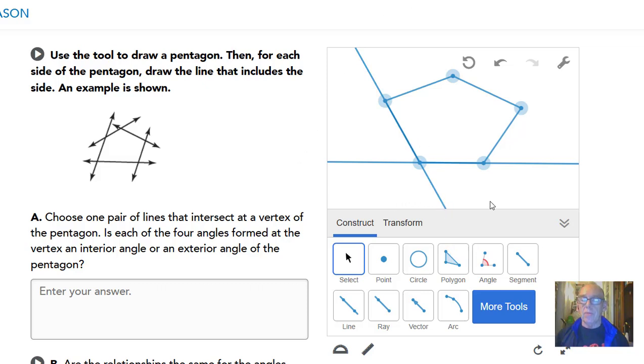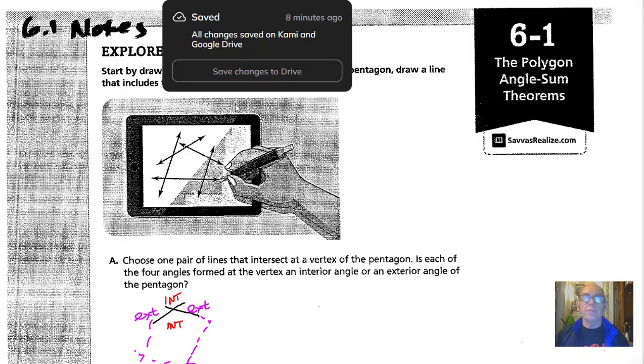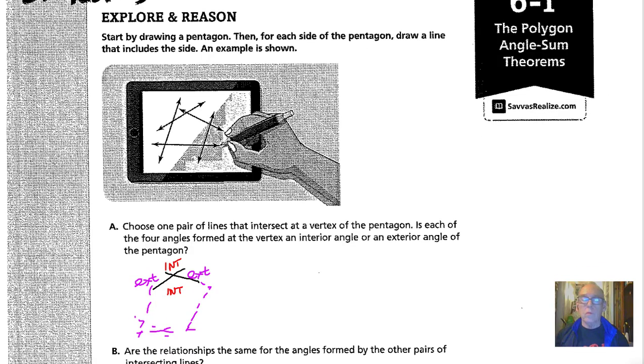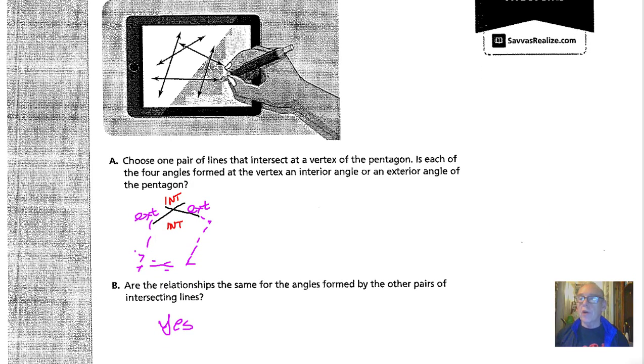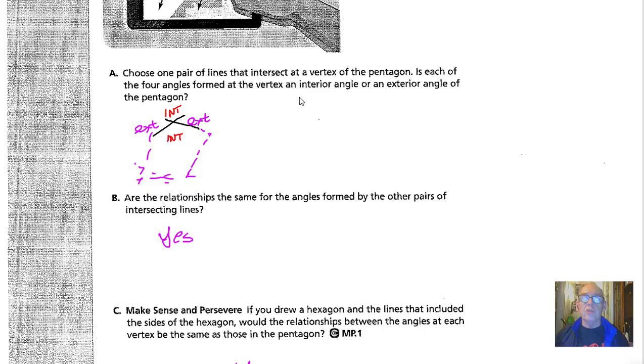So let's look at the notes page now. It says for part A, choose one pair of lines that intersect at a vertex. Is each of the 4 angles formed at the vertex an interior angle or exterior angle of the pentagon? Okay, that's what we're trying to show. Looking at this vertex here at the top of this pentagon, these 2 are interior angle equivalents. These 2 are exterior. Now this is the actual interior angle. These are both exterior angles.